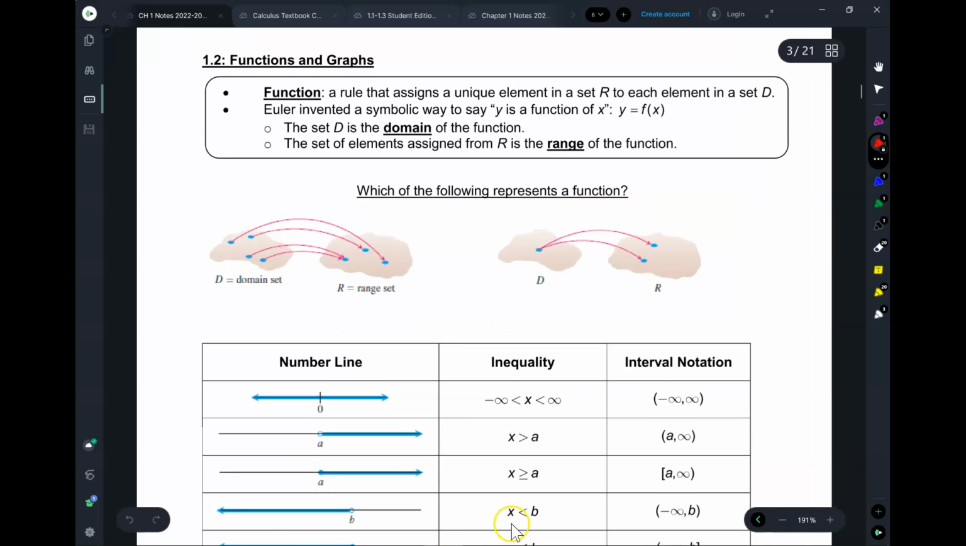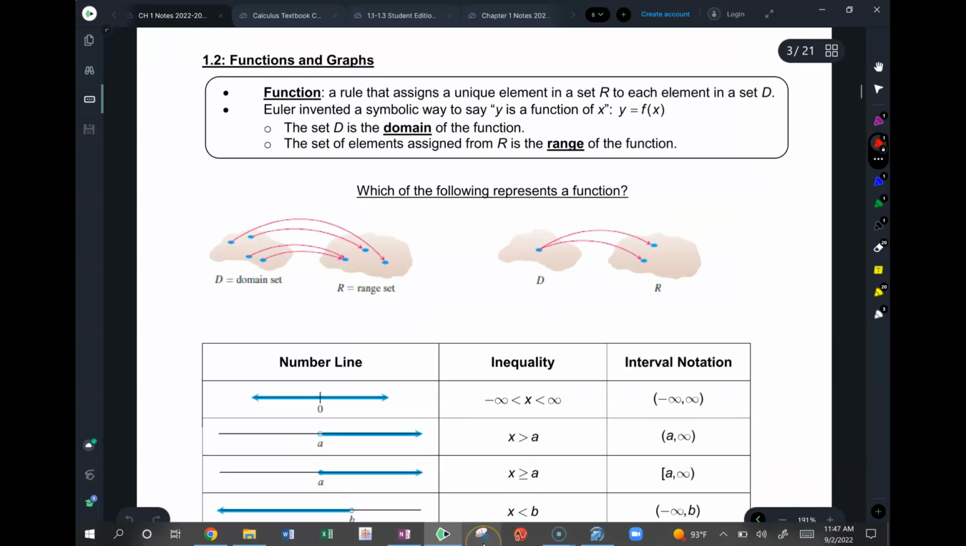We're going to talk about functions and their graphs. First of all, a function is a rule, an operation, a series of operations that basically has one value in the range for every value in the domain. All right?